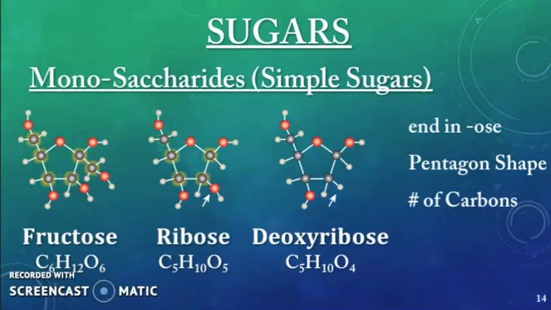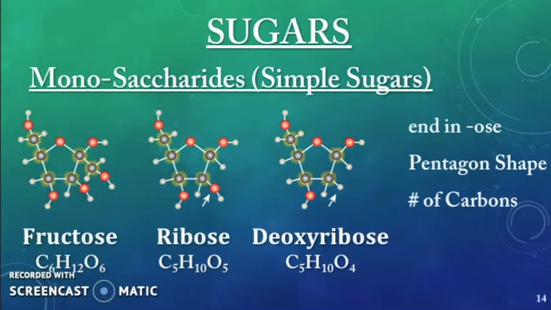Ribose is going to have 5 carbons. And then the next one is deoxyribose, and that's also going to have 5. So once I get through this, I notice that I have ribose and deoxyribose. The one thing that's different between the two, and I have arrows pointing it out on the bottom right corner, is that ribose has an OH.